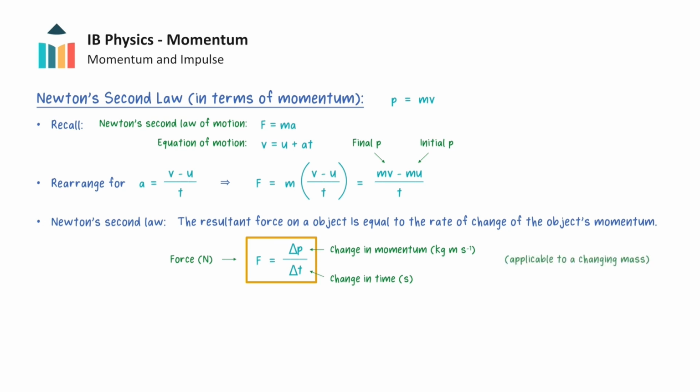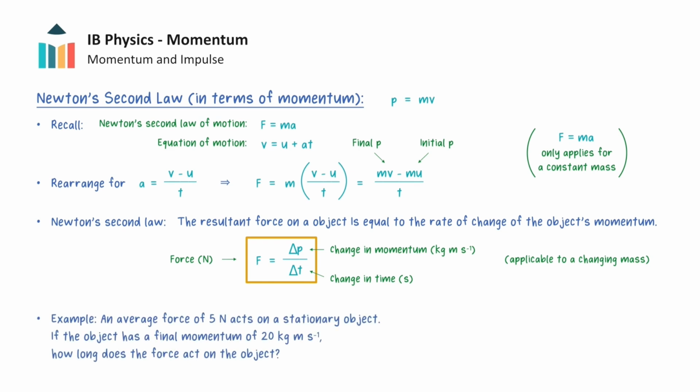This form is particularly useful when we have a changing mass, while F equals ma can only be used for a constant mass. We will now provide the following example where the momentum version can be used. To calculate the time interval in which a force acts, we can rearrange Newton's second law to make time the subject, and substitute in the relevant values. Moreover, we initially have a stationary object which must have a momentum of 0. So completing this calculation gives a time of 4 seconds.